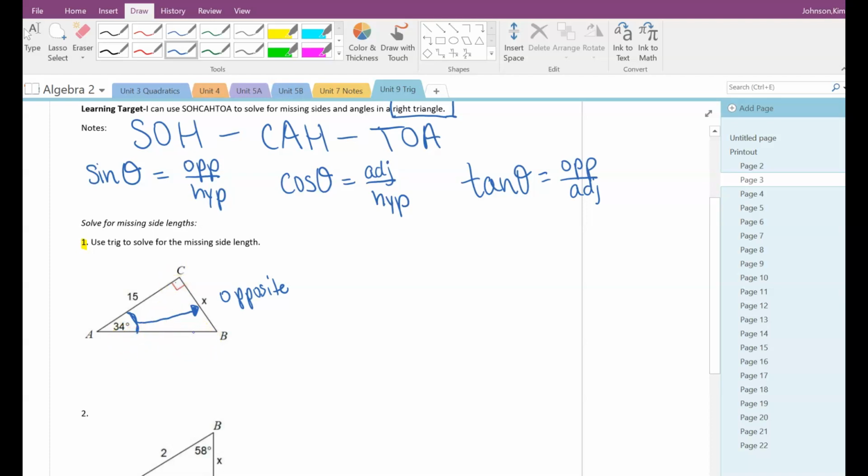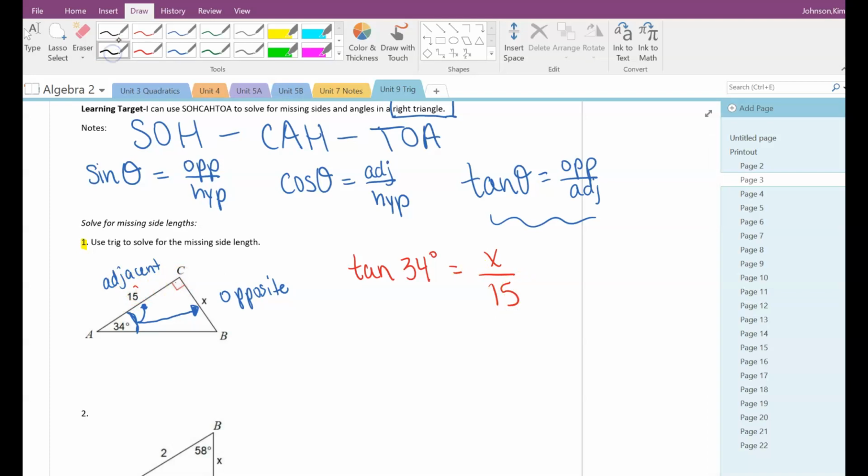The hypotenuse always goes across from the 90-degree angle, and that's not labeled on here at all, so I don't have the hypotenuse, but I do have the side that's adjacent to my angle. So I have the opposite and adjacent sides labeled, which means that I want to be using this tangent function. So I'm going to set up my trig function, tangent of 34 degrees, right? So it's always the angle, tangent of my angle, is equal to the opposite side, which is labeled with an x, divided by the adjacent side, which is labeled with a 15.